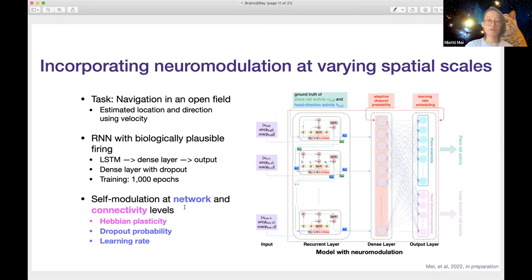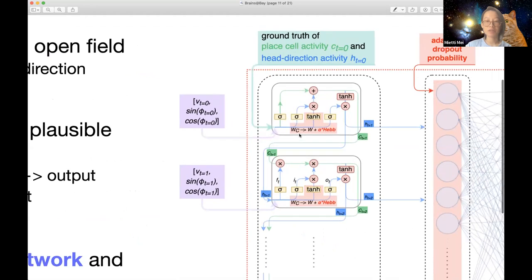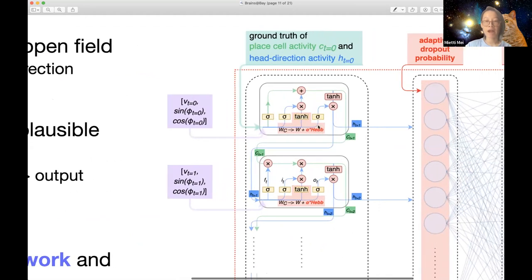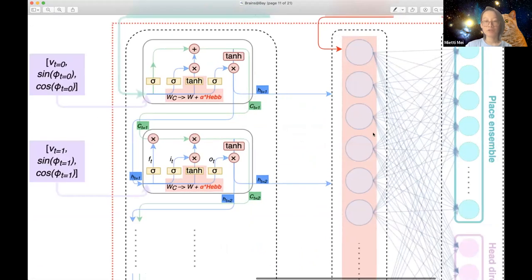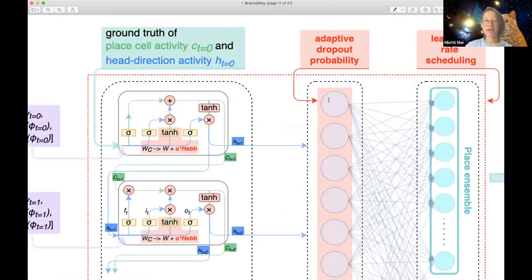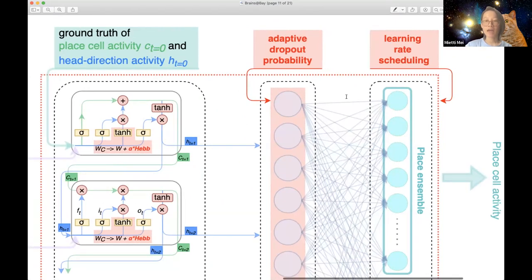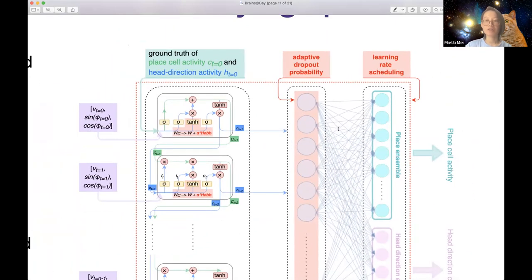Then we are adding neuromodulation-inspired input at different levels. For example, at the local level, this is something inspired by the Miconi paper, we're adding a Hebbian plasticity term in the weight updates. So this is within the LSTM unit. And at a local scale, for the fully connected layer, we are adding an adaptive dropout probability computed based on current loss values. And for the whole network, we are having a learning rescheduling.